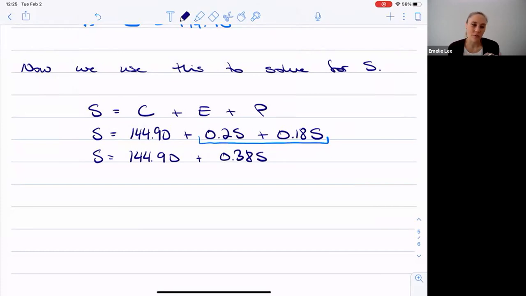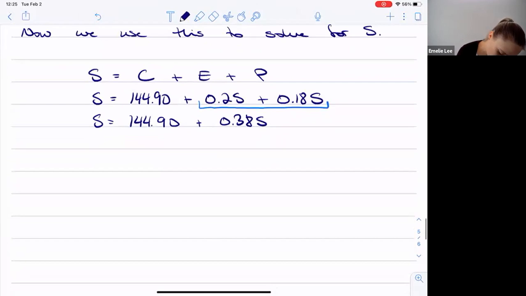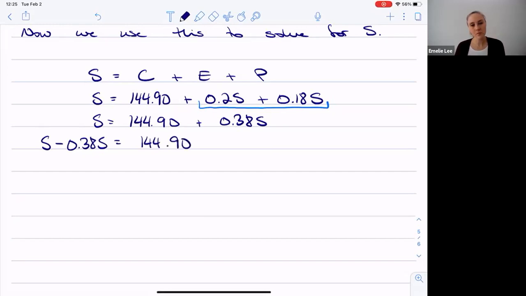Now I'm going to move it over. The only reason I did that is because I don't want to have to deal with it later. I like to collect like terms before I move it over, but you don't have to. You could do minus 0.2S minus 0.18S, and you'll see it works out to be the same. So you have S minus 0.38S is equal to 144.90. Now, I'm trying to solve for S, and I've got a common factor of S, so I'm going to extract that. Or if you prefer, just 1 minus 0.38, which is 0.62.